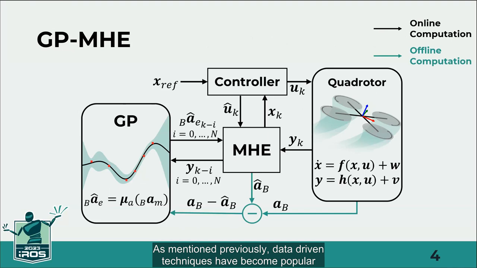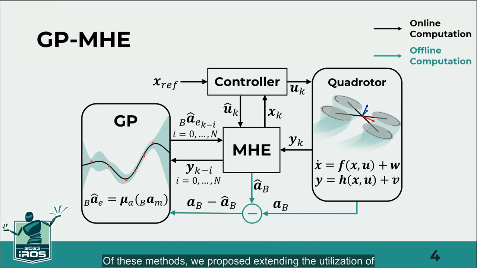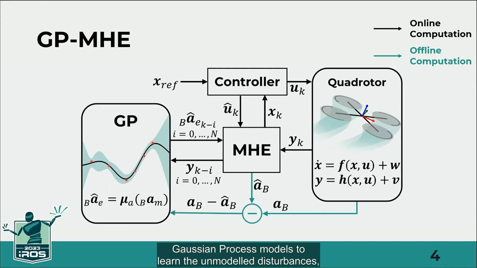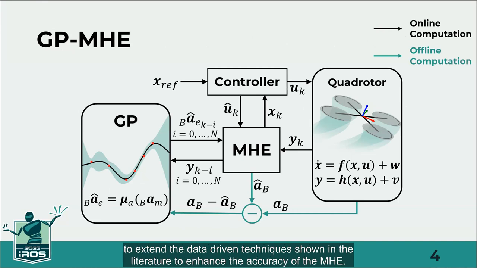As mentioned previously, data-driven techniques have become popular for improving the performance of the controllers. Of these methods, we proposed extending the utilization of Gaussian process models to learn the unmodelled disturbances to provide model corrections. Gaussian process augmented dynamic models have been proven to be effective in improving the performance of a model predictive controller. Here, we take advantage of the duality of the model predictive control and moving horizon estimation methods to extend the data-driven techniques shown in the literature to enhance the accuracy of the MHE.